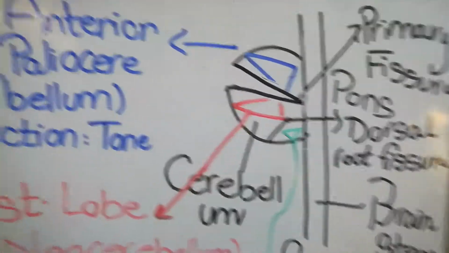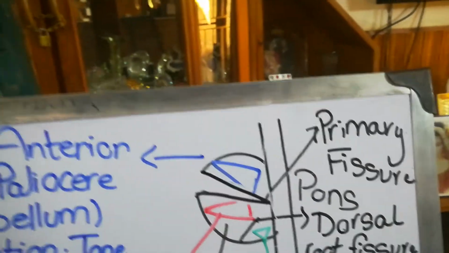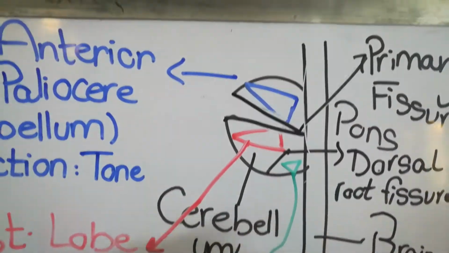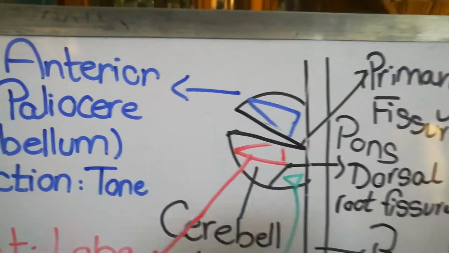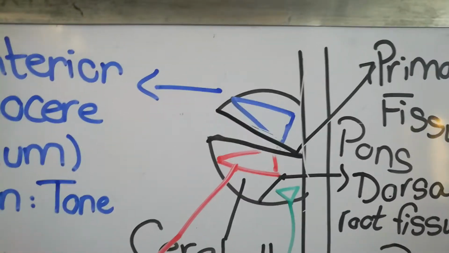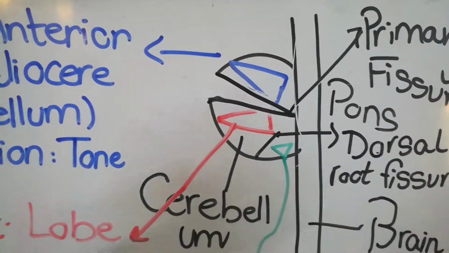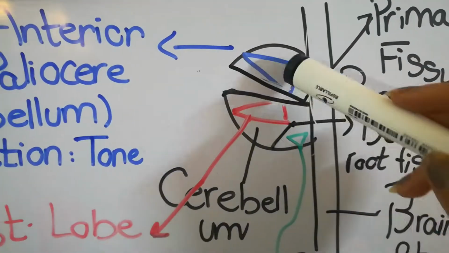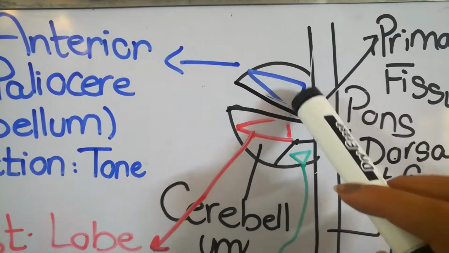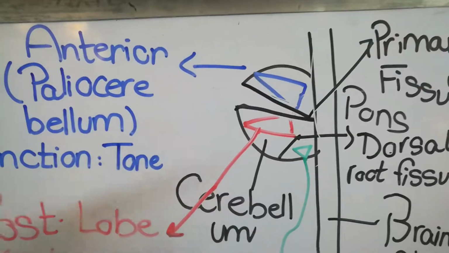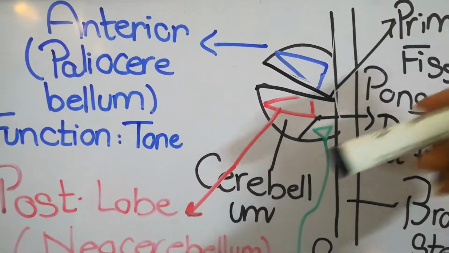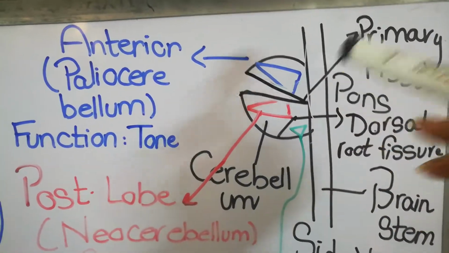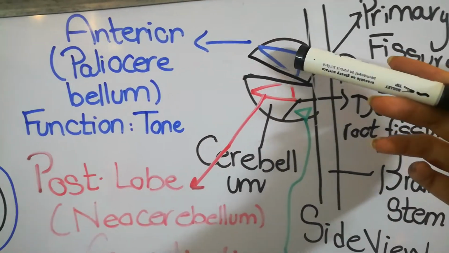Now, you may be confused about what these three triangles being shown in the cerebellum are. These are the three lobes of the cerebellum. Like in your brain, you had the three parts of the brain: forebrain, midbrain, hindbrain. The same is the case with the cerebellum. You have the three lobes identified with three different colors. It is divided into three lobes.